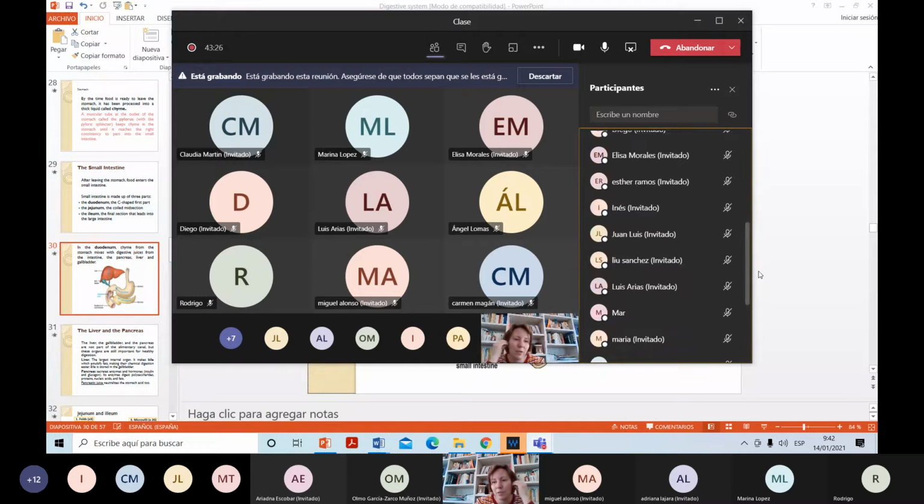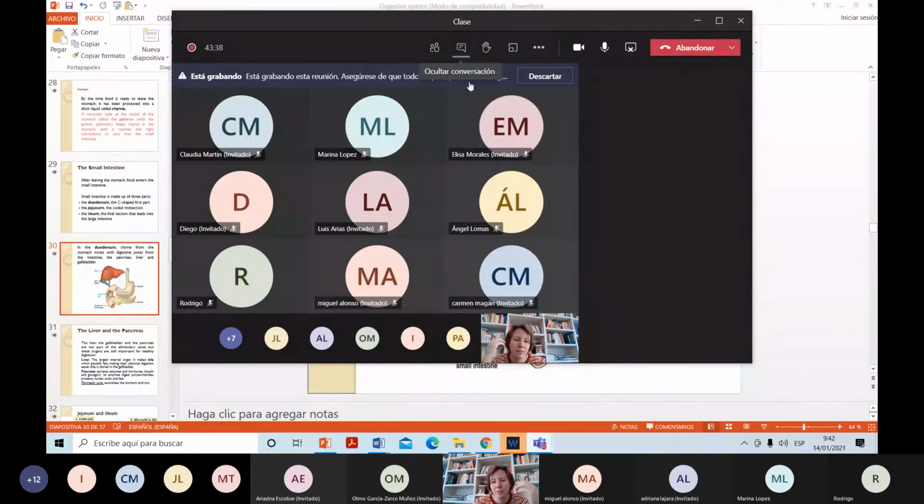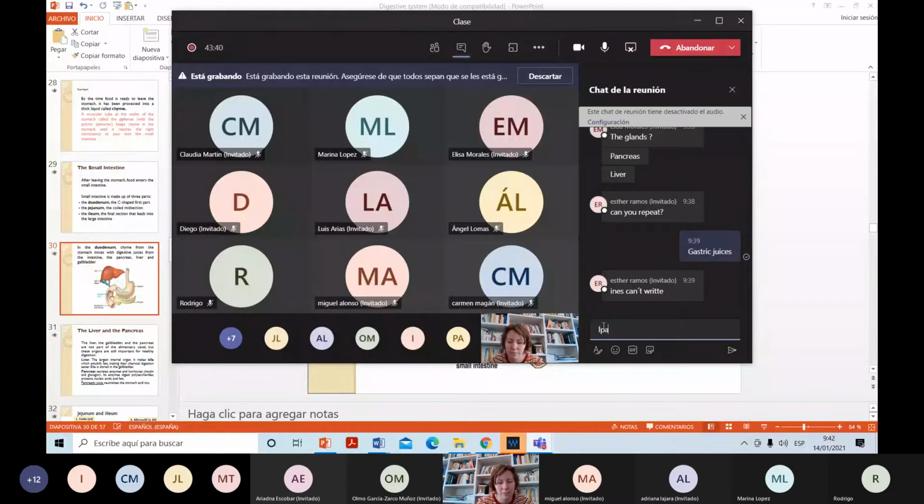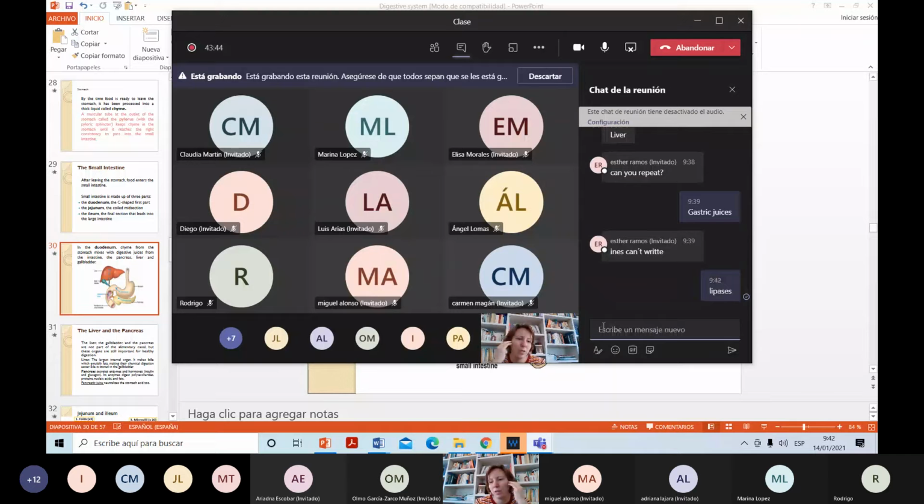Después de Inés está Juan Luis, ya me ha dicho algo, así que Liu, lipases, what do you think is the mission of one enzyme that is known as lipases? What is the mission of lipases? What is the chemical reaction that they help?